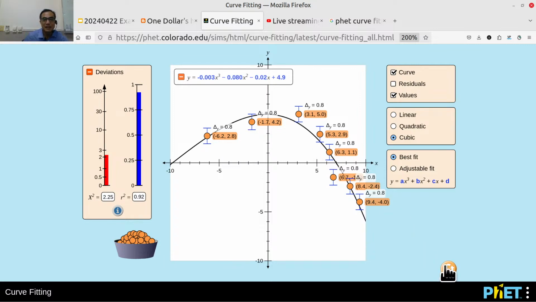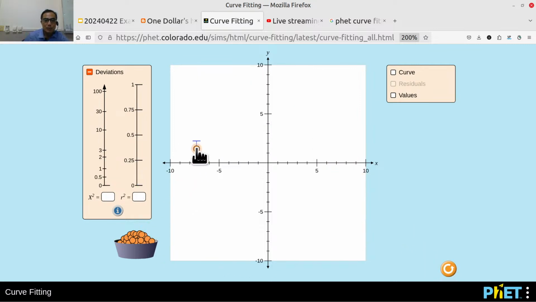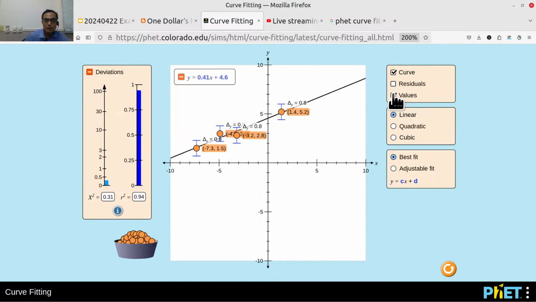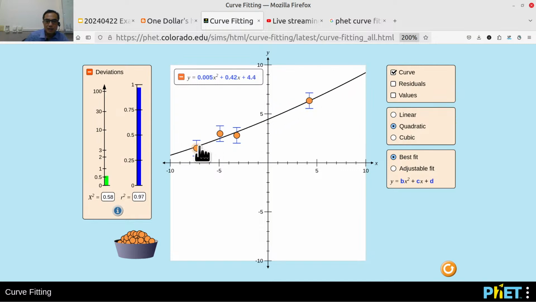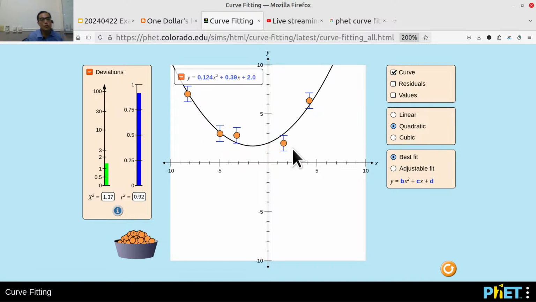And again, you can reset it. You can have 1 ball, 2 balls, 3 balls, 4 balls, and select curve, select value, and select quadratic. But generally, I believe that in the field of business, the linear regression is the most practical, right?